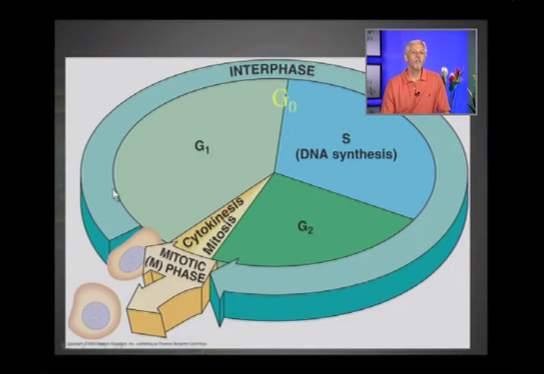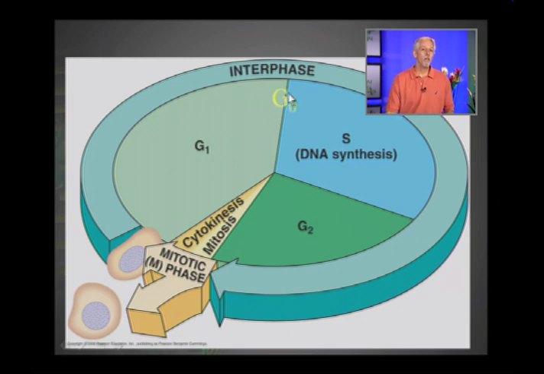So immediately following the previous division, cells go into gap phase 1, where they basically reestablish their normal size and organelles. They may either just go into the business of being that particular type of cell, or they may decide to divide again. If they enter the S subphase, that means they are going to prepare for division.